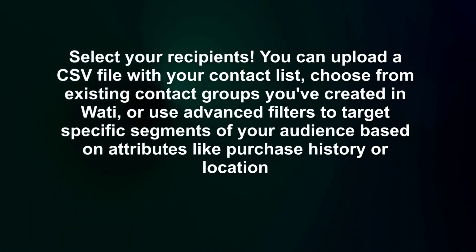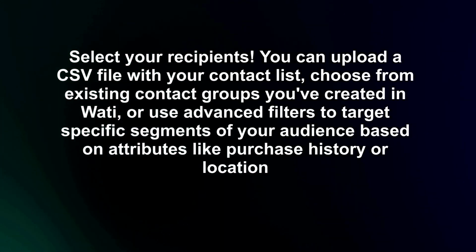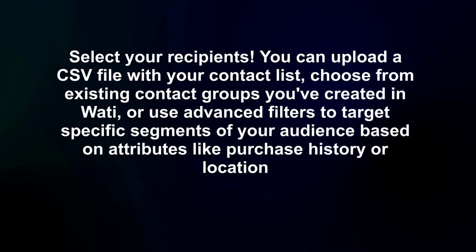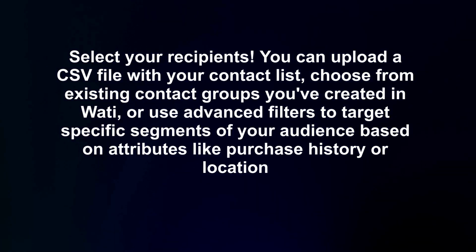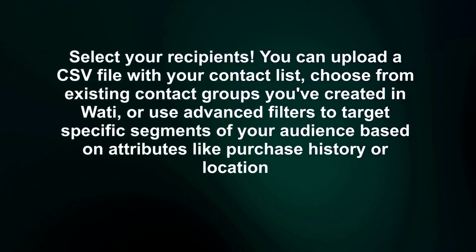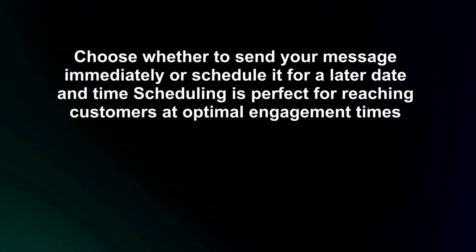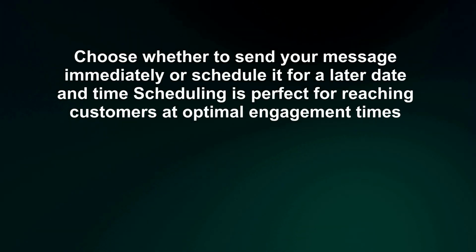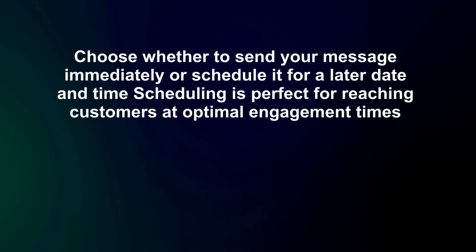Select your recipients. You can upload a CSV file with your contact list, choose from existing contact groups you've created in Wati, or use advanced filters to target specific segments of your audience based on attributes like purchase history or location. Choose whether to send your message immediately or schedule it for a later date and time. Scheduling is perfect for reaching customers at optimal engagement times.